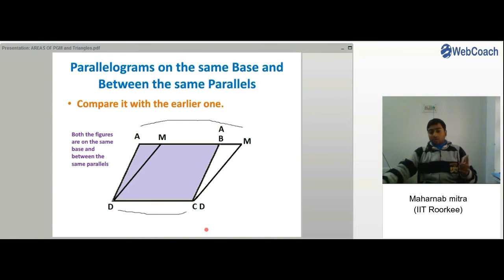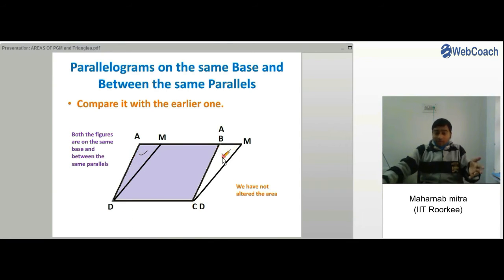But notice one more special thing. We have not altered the area of the parallelogram. The area still remained the same because we had just taken this part off and stuck it on the other side. We had just taken AMD from one side and placed it on the other side. So both of these areas must be the same.